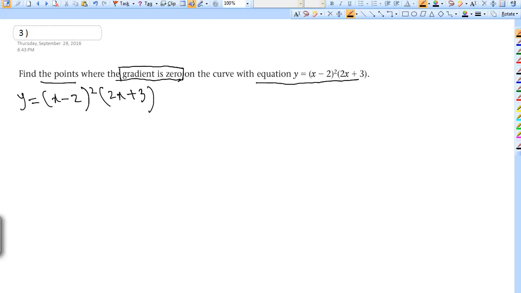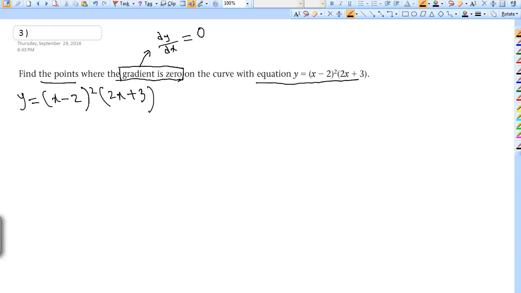In any case, gradient means dy by dx. In this case, the gradient of y means dy by dx. So we need to use this piece of information that dy by dx here is 0. Since the gradient is 0, dy by dx will be equal to 0.